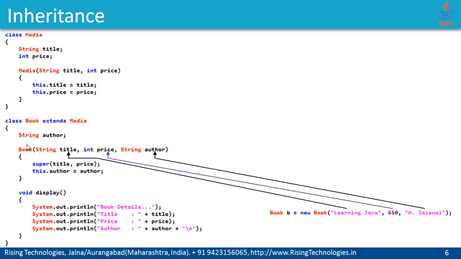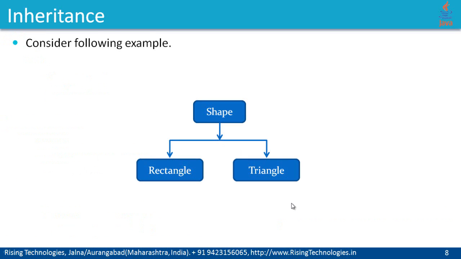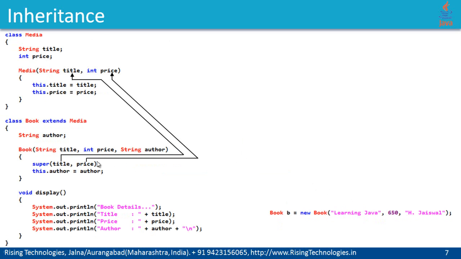Once this data is received by this constructor, this child class constructor internally invokes its parent class constructor using the super keyword, and it supplies the title and price from this line to the parent class constructor's title. Similarly, when we supply this price to super, the value of this price will be sent as an argument to the price parameter of the media constructor, and this constructor is going to assign this title and price to these two variables. So this is how data is being transferred from one constructor to the parent class constructor.